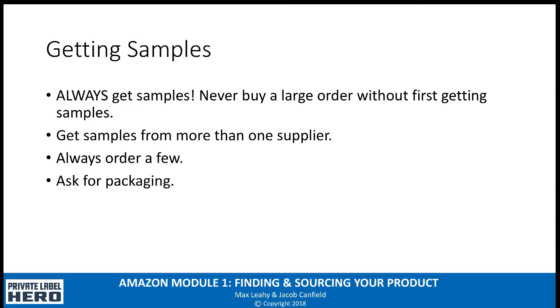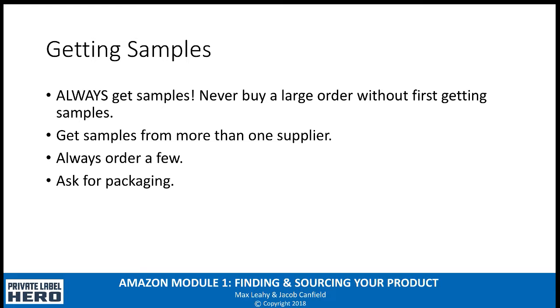Getting samples. Once you find a few manufacturers you're interested in, you want to get some samples of the product. Always get samples. Let me repeat that again. Always get samples. Never order a full order from a manufacturer without getting samples first. You need to get samples to evaluate the product. Don't just get samples from one supplier either. Pick the top 3 to order samples from.